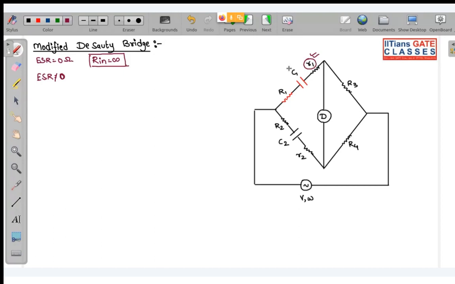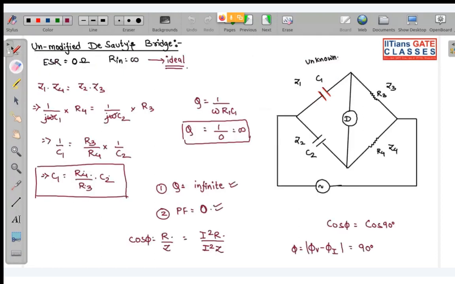Once again, I will explain. Suppose we had this bridge, where you can see ESR is 0. We have no option. Quality factor is coming out to be infinite. There is no way I can measure the quality factor. Why is this happening? Because the resistance present over here, this ESR, is very negligible.